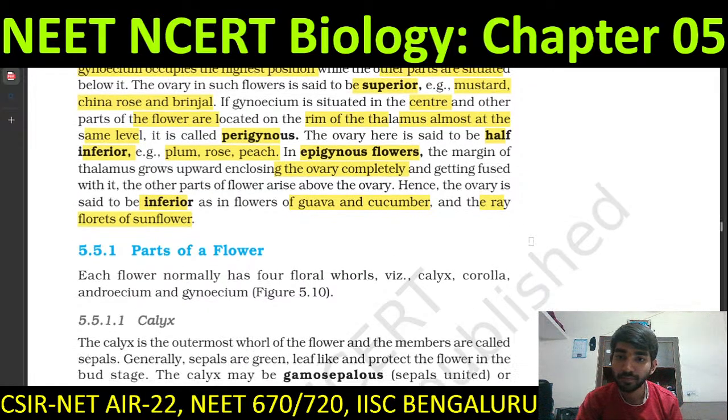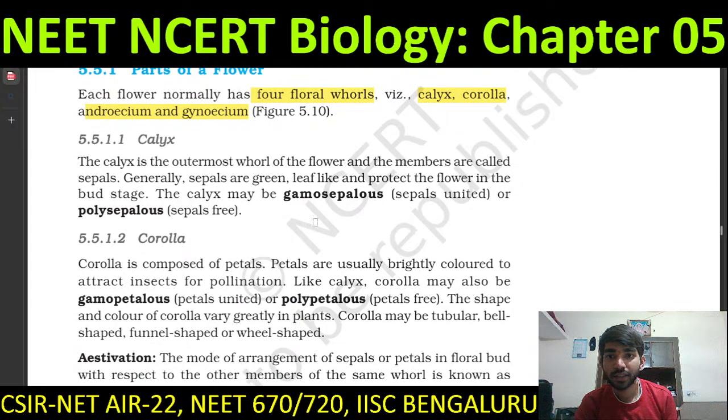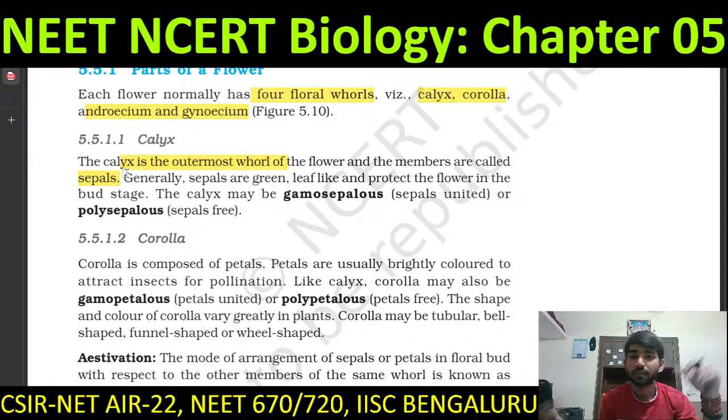So now talking about the parts of a flower. A flower has four floral whorls. I think I'm talking about this for the fourth or fifth time. Calyx, corolla, androecium, and gynoecium. So what is calyx? Calyx is the outermost whorl of the flower, and its members are called sepals. Sepals, petals. Then there are androecium and gynoecium. So this is what we call the four floral whorls.